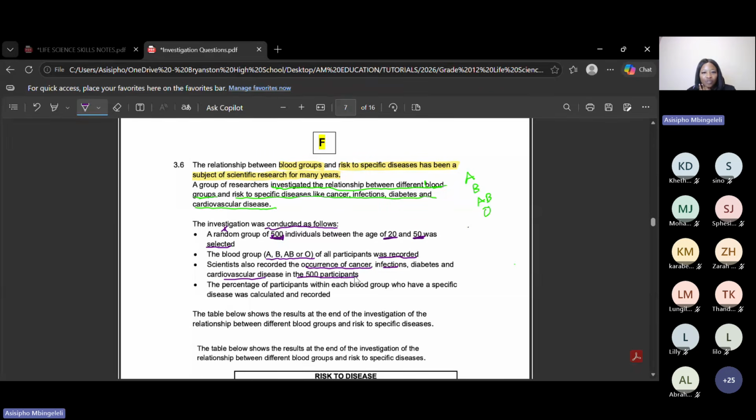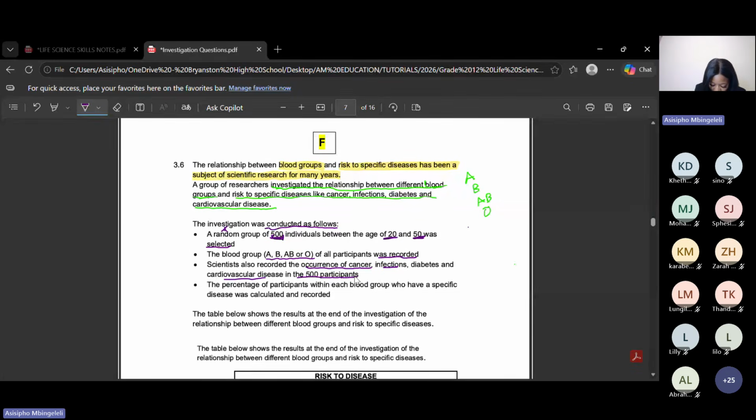So what did they do? They first recorded their blood groups, all 500 of them, to say, there is individual 1. What blood group are you? A, O, B, A, whatever. It doesn't matter. And then they asked each individual the occurrence of the cancer, or they would have checked, right? To say, okay, this individual is blood group O. Does she have an infection? Does she have cancer? Does she have diabetes? Does she have a cardiovascular disease? That's how they did it.